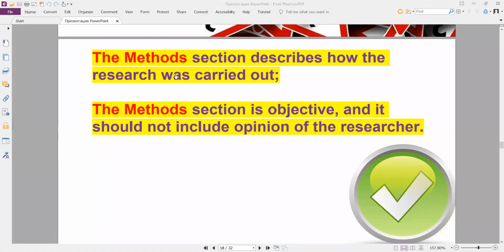And also it should be objective. It should be objectively written. It shouldn't include any opinion of the researcher. Okay, bear this information in mind. So, to avoid any kind of bias.